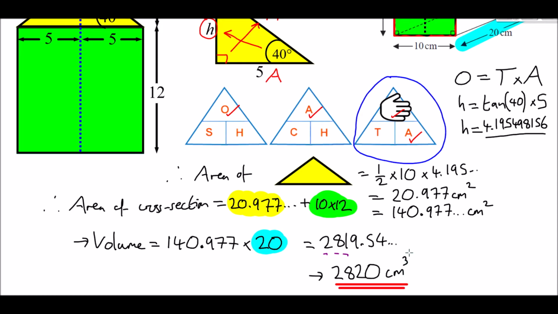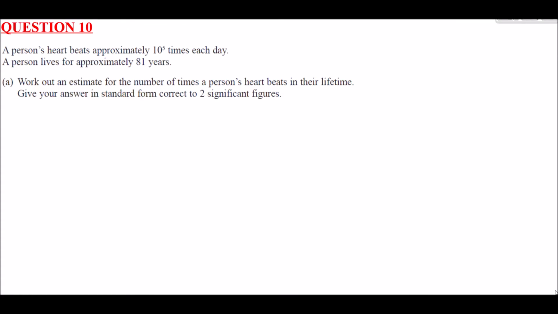So that's all we need to do for question 9. Question 10. We're told a person's heart beats approximately 10 to the 5 times each day. Also, we're told a particular person lives for approximately 81 years. So work out an estimate for the number of times a person's heart beats in their lifetime. Give your answer in standard form, importantly, correct to 2 significant figures.